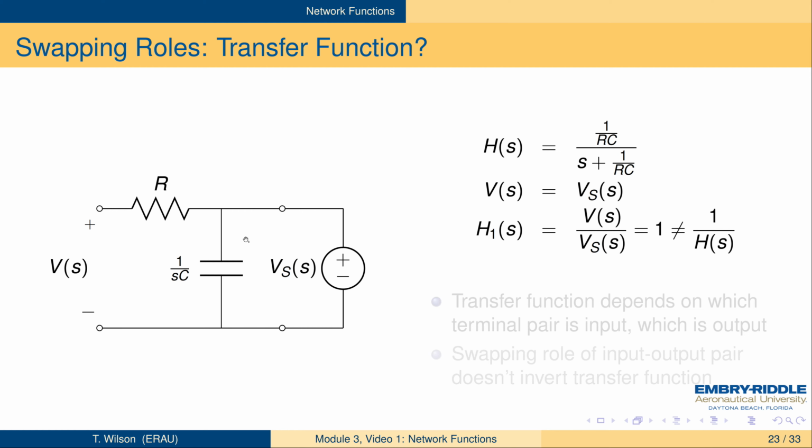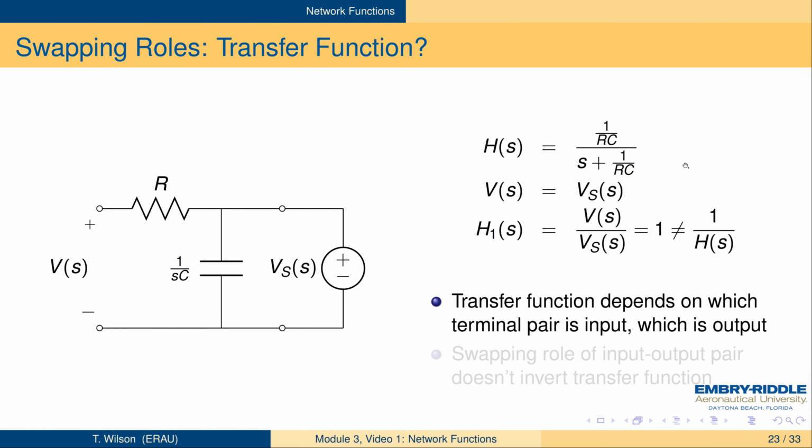So in this case, the transfer function is 1, looking from input Vs of S to output V of S over here on the left, and that is not 1 over the H of S we found earlier. So the transfer function depends on which terminal pair is the input and which is the output. You have to be explicit. You have to know what your input is and what your output is.